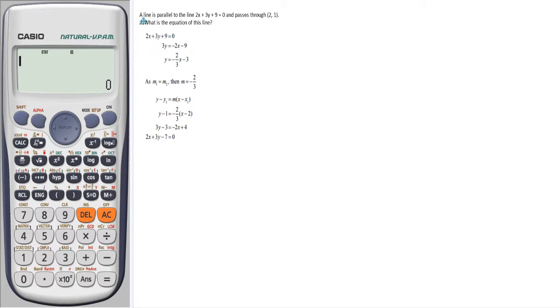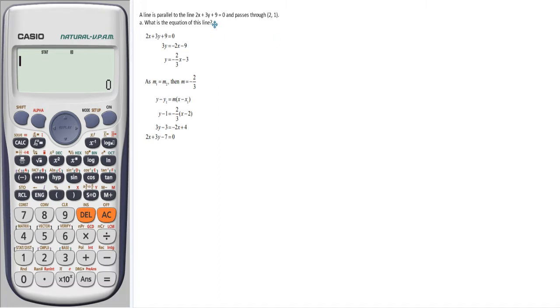Another example here says a line is parallel to the line 2x + 3y + 9 = 0 and passes through the coordinate (2, 1). A. What is the equation of this line? So you have this line and the point that it passes through, and they want to find the equation of this line. A simple solution is to rearrange this equation to find the gradient for this line, in the form y = mx + b, making y the subject. Then the first gradient, gradient 1, is equal to minus 2/3.